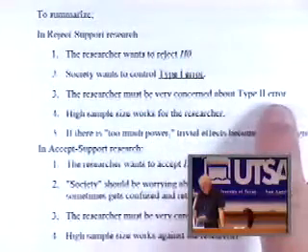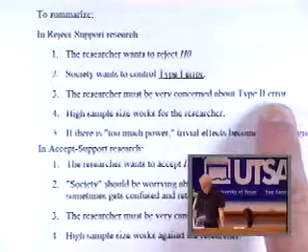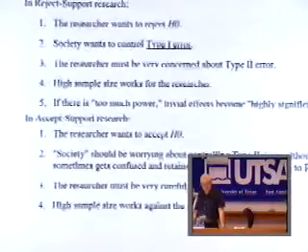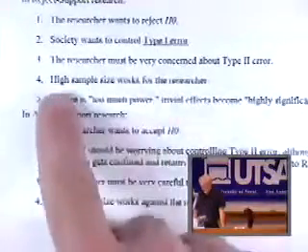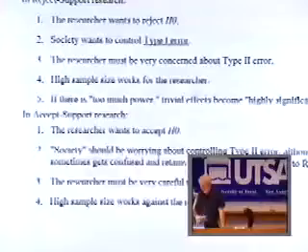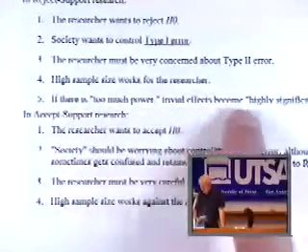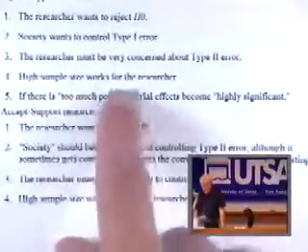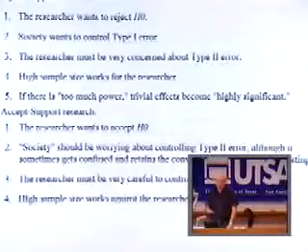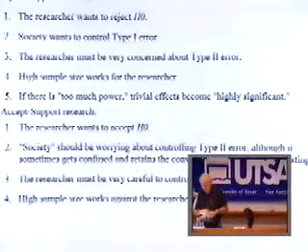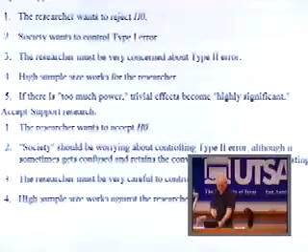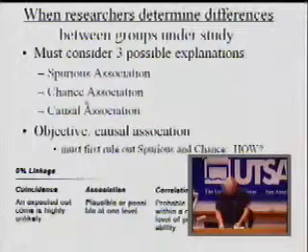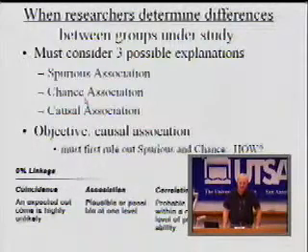The researcher must be very concerned with the type 2 error also, that you're possibly creating a difference when there really isn't one. So in this case, as I said, the high sample size works for the researcher. So if there's too much power, trivial effects become highly significant, and this is the point that I was making. So this is where the power analysis comes into play, and we'll see that an acceptable power level is around 80, and if we push for too high of a power, we may be misleading ourselves a bit with our data.